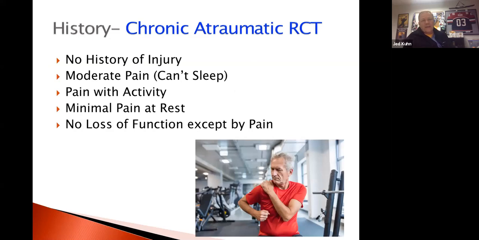With chronic atraumatic cuff tears, typically these patients don't have any history of an injury. They often come in saying they have trouble sleeping, they have pain with activity. If they're just sitting in front of you, they typically don't report a lot of pain, and they often don't have much functional loss except that what limits them is the pain that they have.